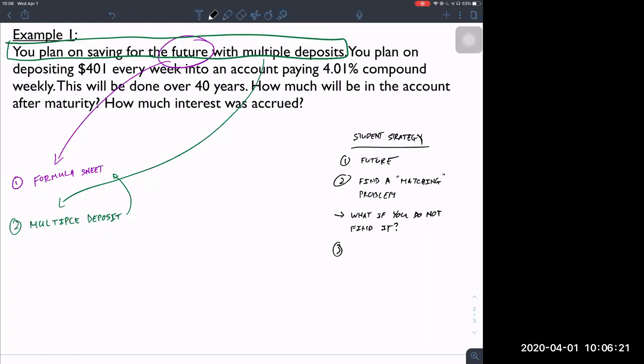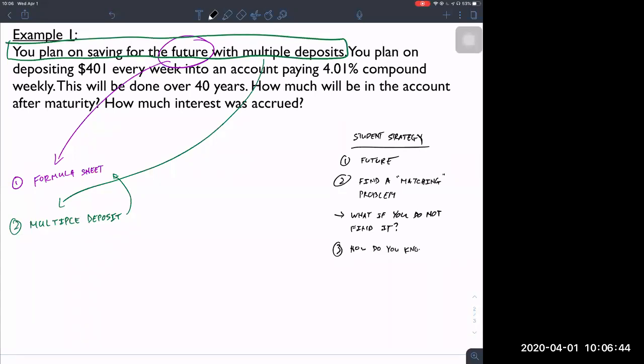Then you go back and I tell you, hey, multiple deposits means something. So you flip back to the formula sheet and we're now agreeing that it is the third row and you got two choices now. You got a 50-50 chance. And now under number 3 here for student strategy, I'm asking, how do you know which one it is?